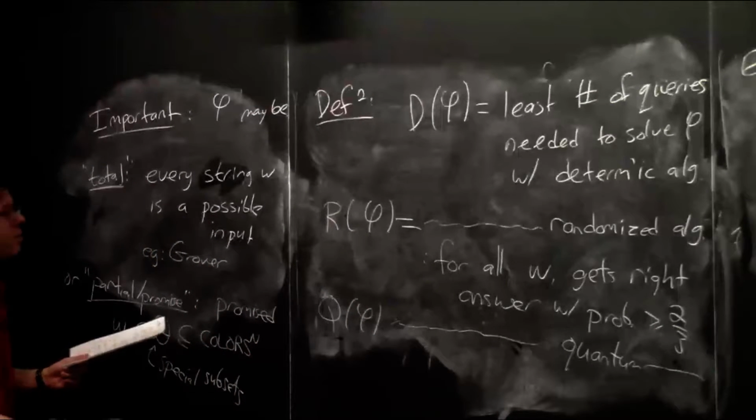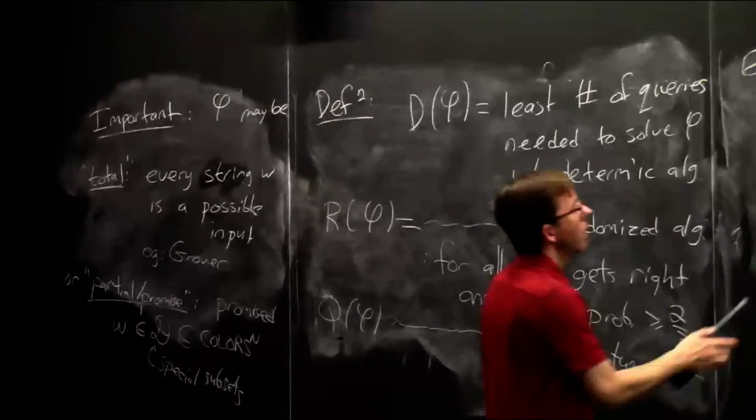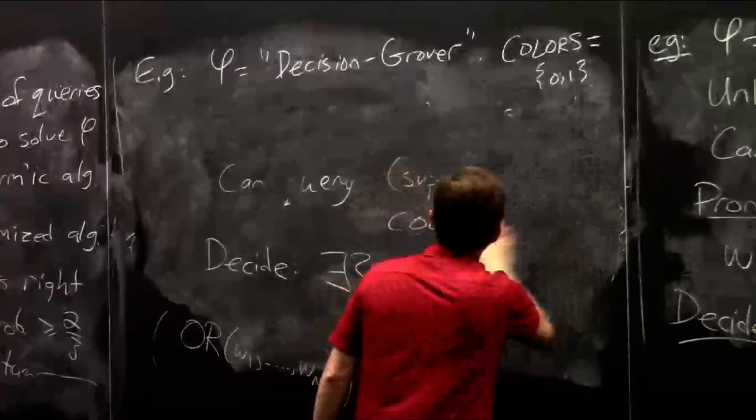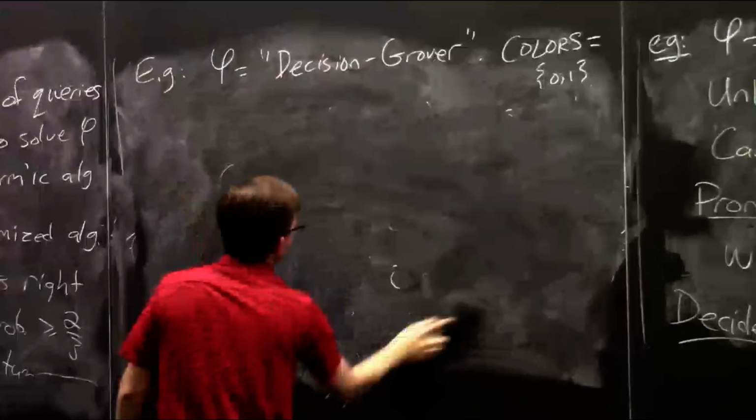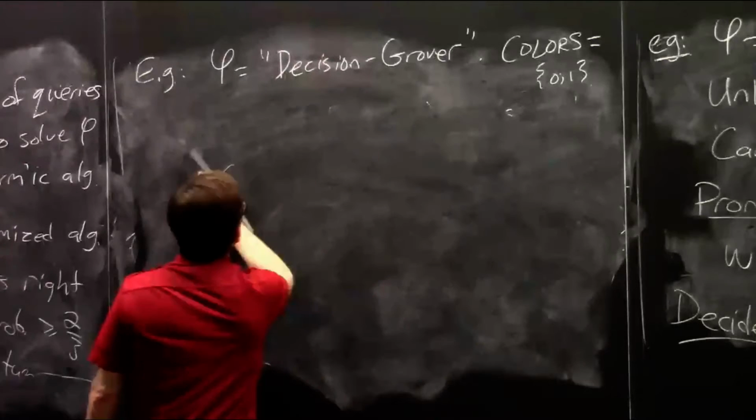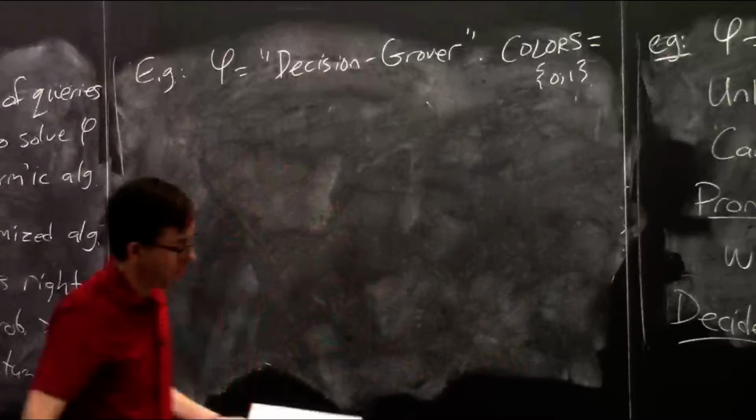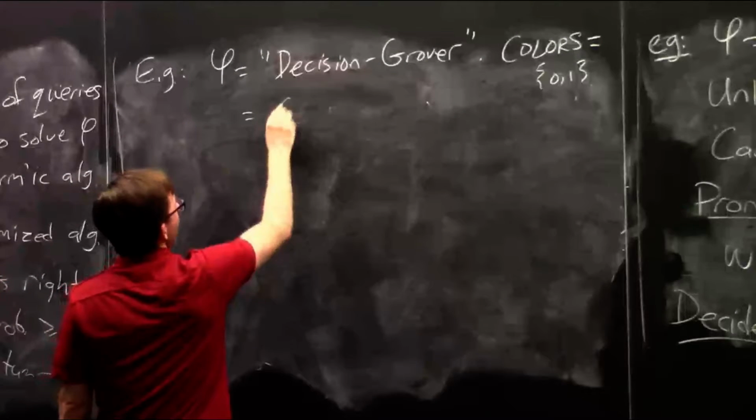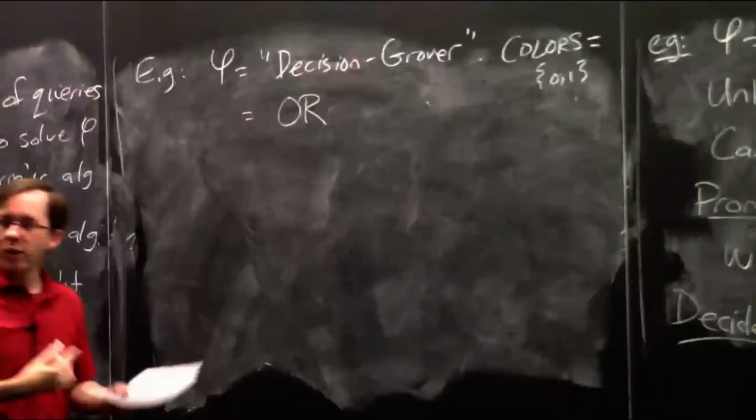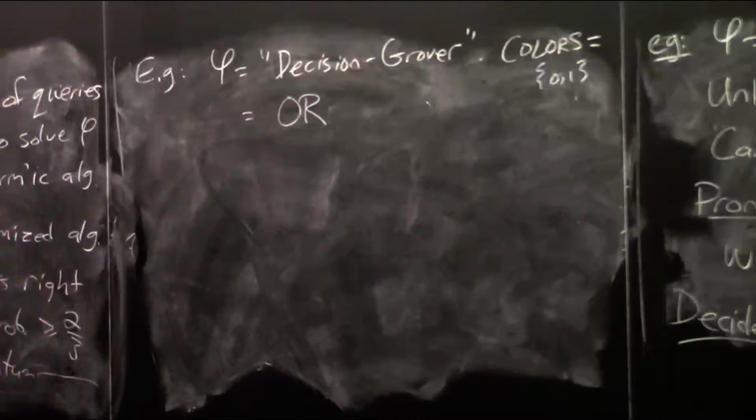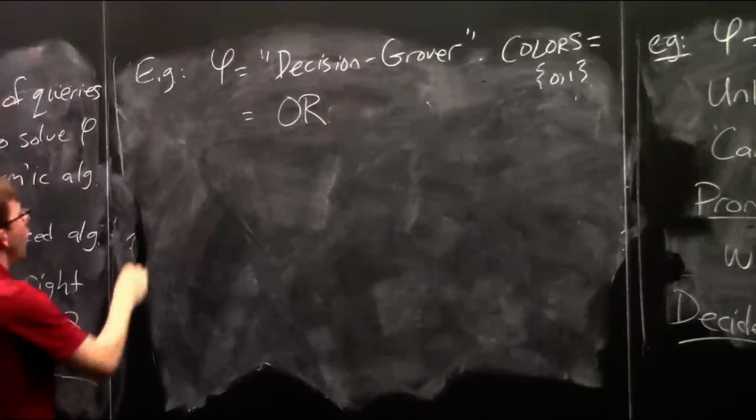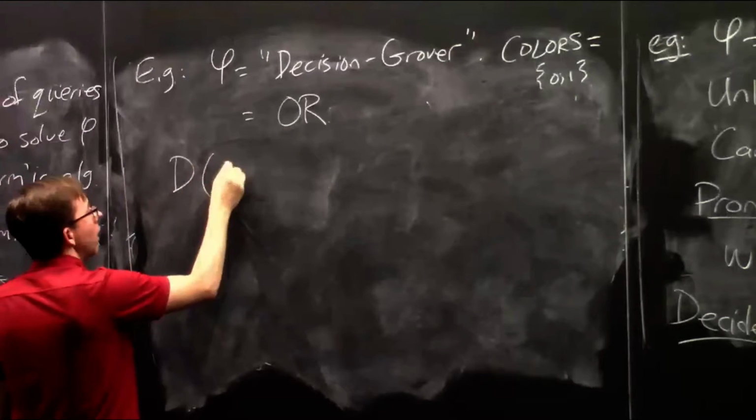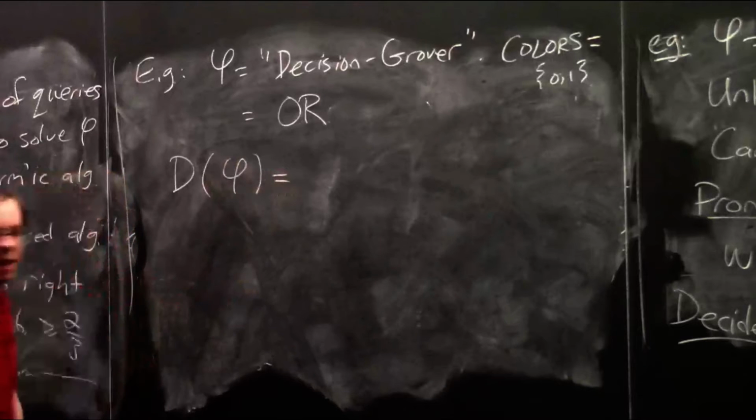OK, so let's do some examples. So we'll start with this one. And you'll see not only upper bounds, but that it's pretty easy, in many cases, to get lower bounds. So this is the decision version of Grover, or you might just call it computing the OR of the unknown bits. So I can actually even ask you, what is D of phi in this case exactly?